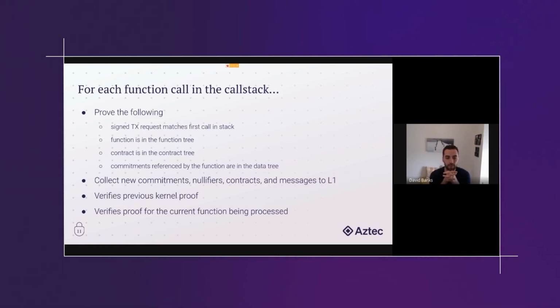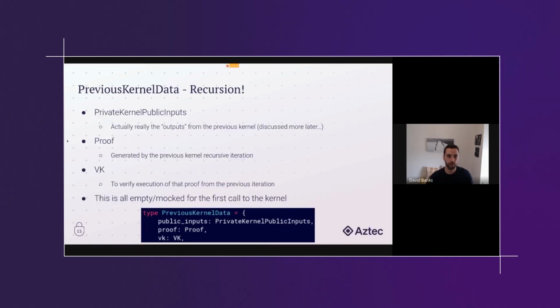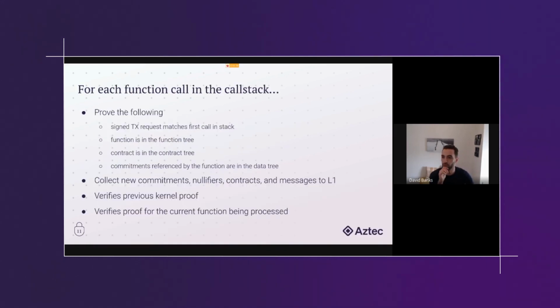And then it verifies the previous kernel proof. This is recursive, which we'll dig into next, but it verifies the execution of the previous version of itself, and then says also, yes, the current function being processed, that proof is valid. So, before I move on, does anybody have questions before we dig in? I'm going to dive into some of the data structures, and then we're going to go through examples.